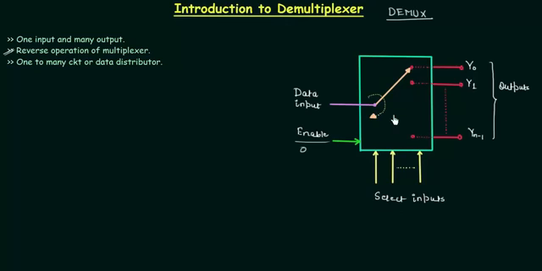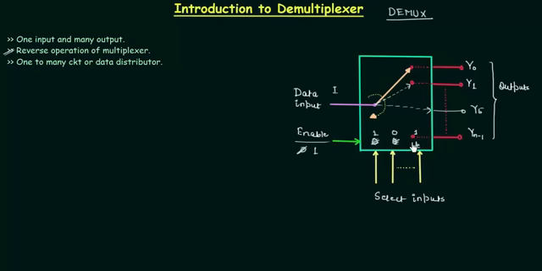Let's take one simple case. I want this demux to operate, so this enable must be high, and select inputs are 0, 0, 1 and data input is I. Select inputs are 0, 0, 1. It means this data input I must be transferred to Y1. In the same way, if we want this data input I to be transferred to Y5, then we have to make the select inputs equal to 1, 0, 1 and this I will be transferred to Y5.